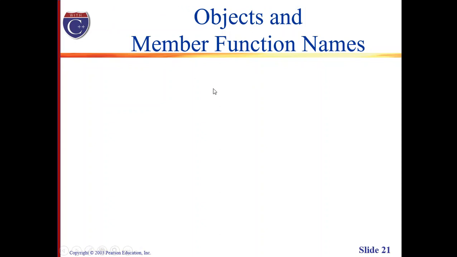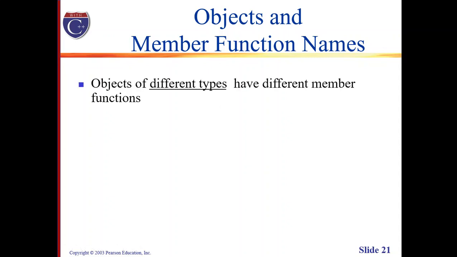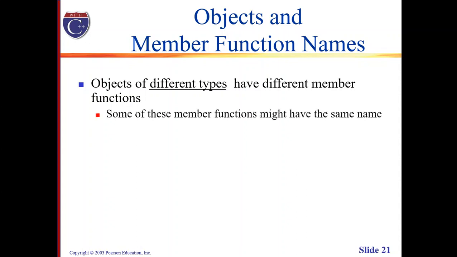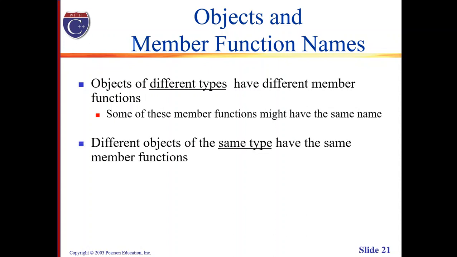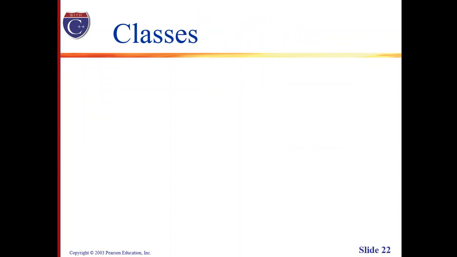Now let's talk about objects and member function names. First, objects of different types have different member functions. Some of these member functions might have the same name, just like what we have seen with our ifstream and ofstream objects, in which they both have the open and close functions. Different objects of the same type have the same member functions. And that's what brings us to classes.